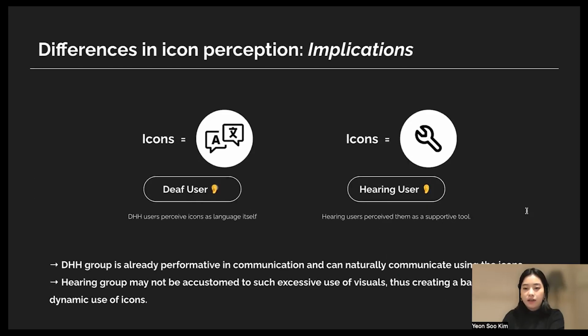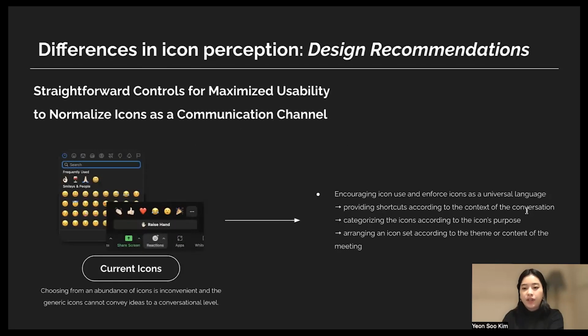First, differences in icon perception. DHH and Herein user groups have differing views on perceiving icons due to existing cultural gap. Such differences in icon perception can lead to differences in usage patterns, creating a barrier to more dynamic use of icons. We recommend straightforward controls for maximum usability to normalize icons as a communication channel. For effective use of icons and to give the sense of universal language the DHH users anticipated, all participants need to be actively involved with icon usage to build a sense of togetherness.